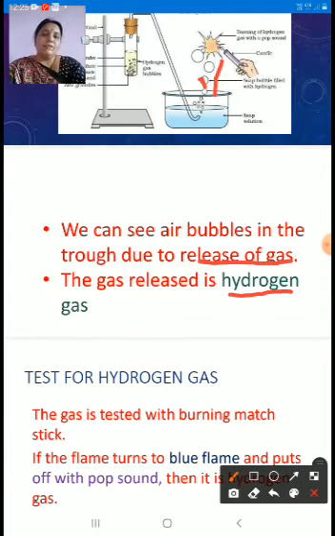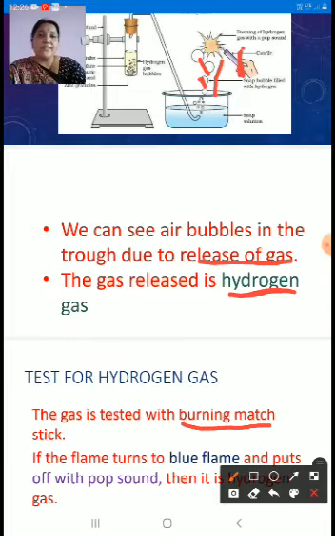Why is it only hydrogen? It could be oxygen or it could be carbon dioxide. But here we are saying that it is hydrogen gas. How can we know that it is hydrogen gas? By doing a test. What is that test? You have to take a burning matchstick near to the gas. So see, this is the burning matchstick which you are taking near to the gas.